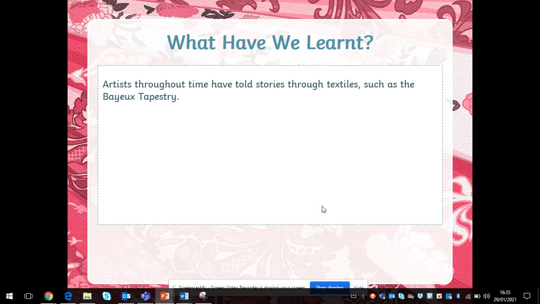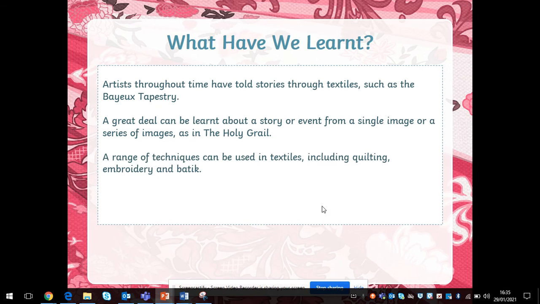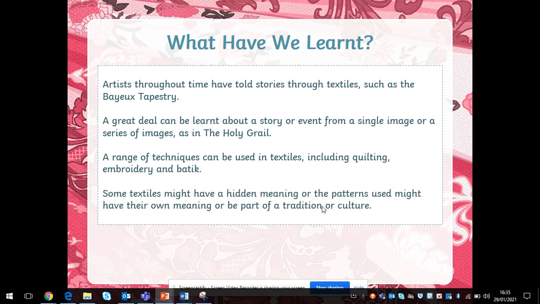Right, so let's sum this up. What we learned: artists throughout time have told stories through textiles such as the Bayeux Tapestry. A great deal can be learnt about a story or event from a single image or a series of images, as in the Holy Grail. A range of techniques can be used in textiles. Some textiles might have a hidden meaning, or the patterns used might have their own meaning or be part of a tradition or culture.